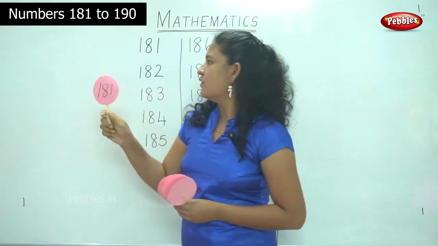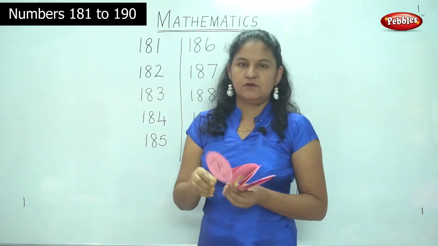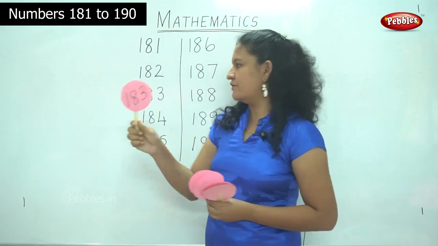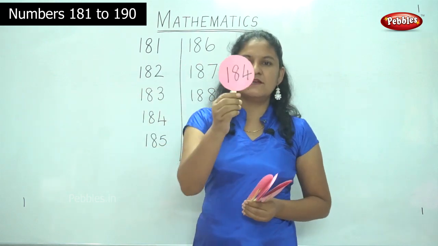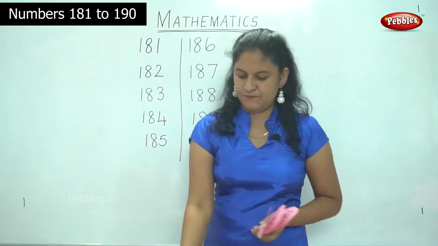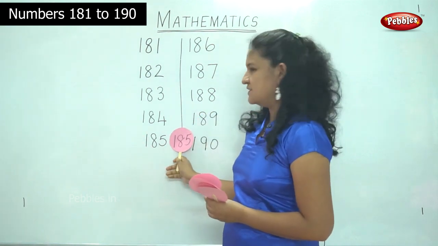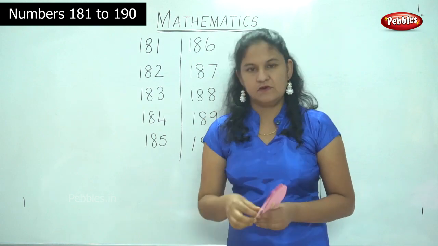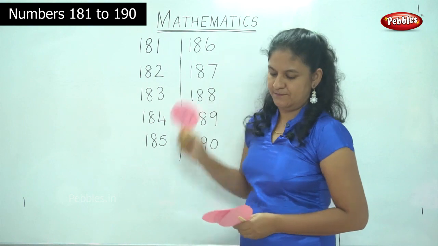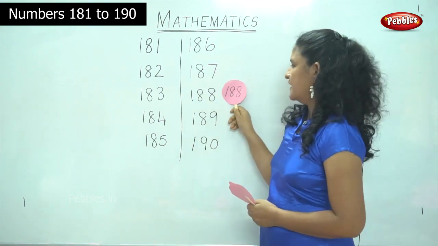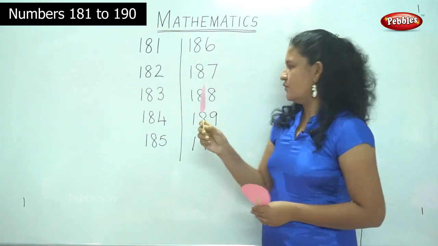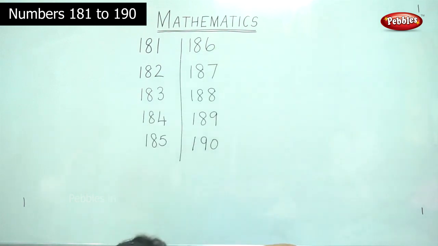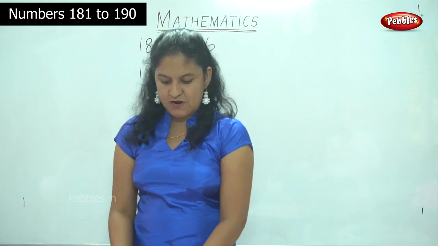So I have 181, 182, 183, 184, 185, 186, 187, 188, 189 and 190. So we have seen how to identify the numbers 181 to 190.